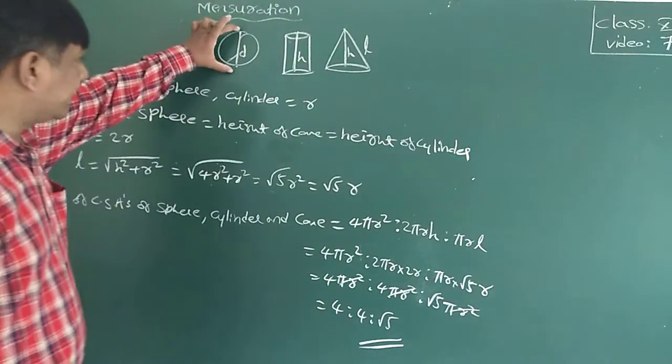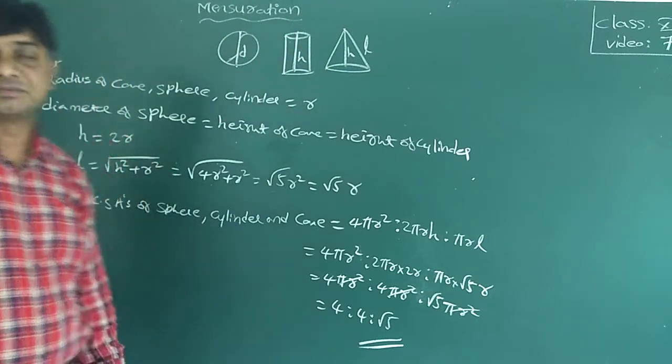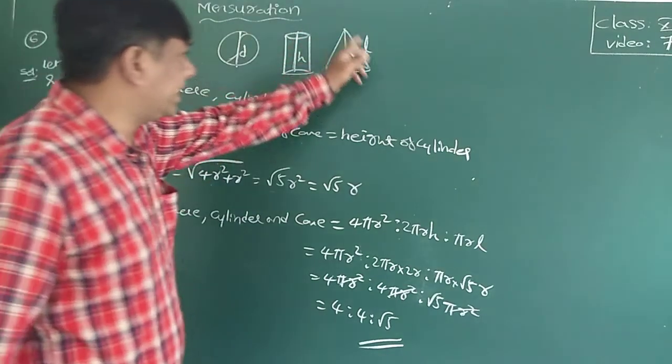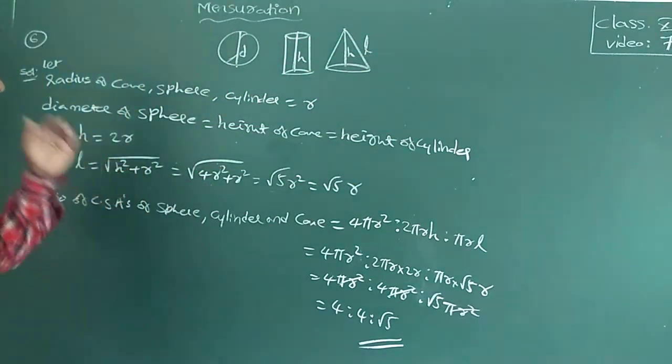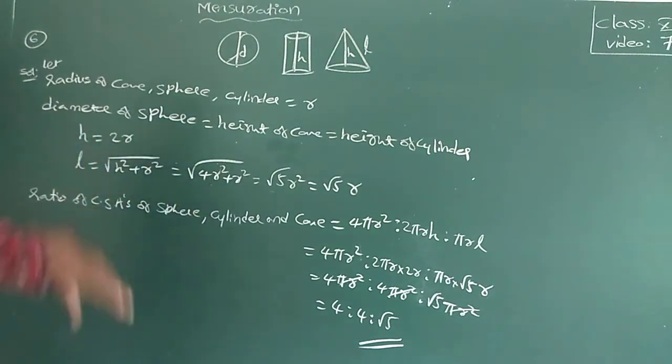Diameter of the sphere is equal to height of the cylinder, equal to height of the cone. All are equal. So h is equal to 2r. Slant height is equal to root of h square plus r square, that is root of 4r square plus r square, root 5 r square, that is root 5 into r.